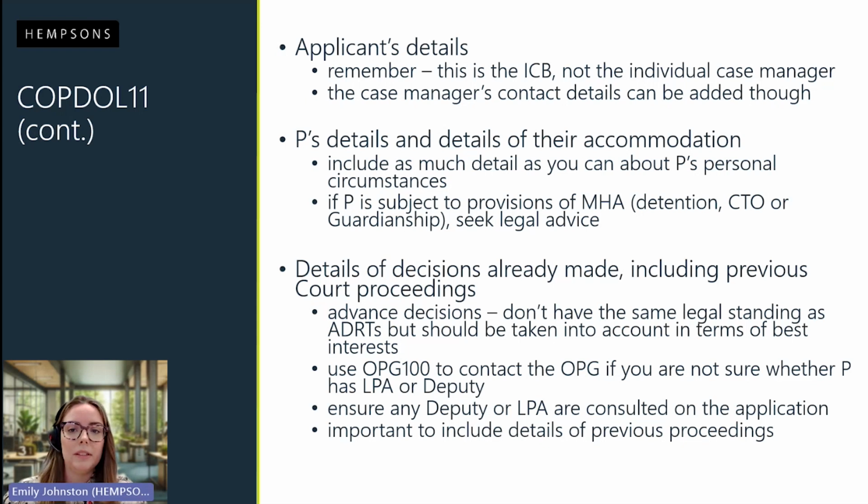And you also need to be satisfied that P does not have any lasting power of attorney or deputy. The OPG 100 form can be used if you're unsure, but this is important to establish, as the court would expect that any power of attorney or deputy are consulted within the application, and it's helpful to have any of the relevant documents available for the court. Finally, the court should be made aware of any previous proceedings in case numbers and final orders that should be included with the application. Rosie will now take us through Annex A.